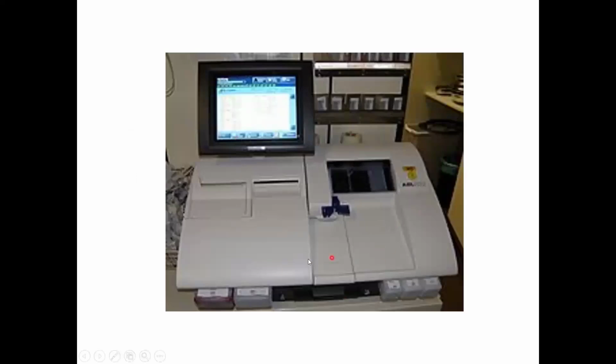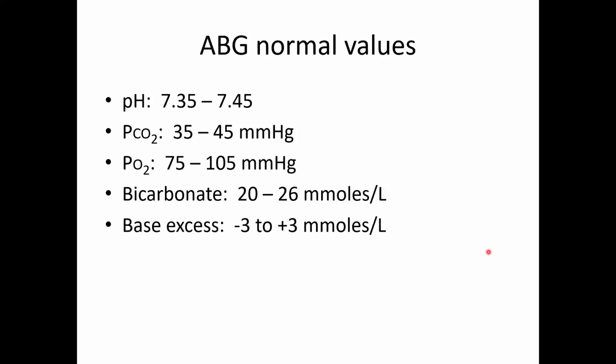This is the analyzer of ABG gas. There are other types of analyzers also. There are so many types available in the market. You can check through the internet.